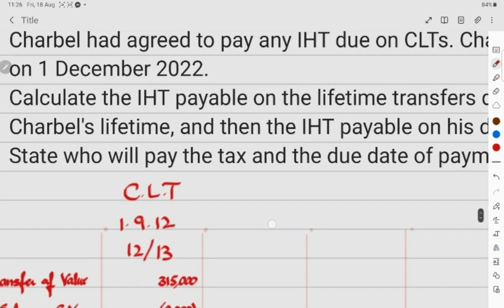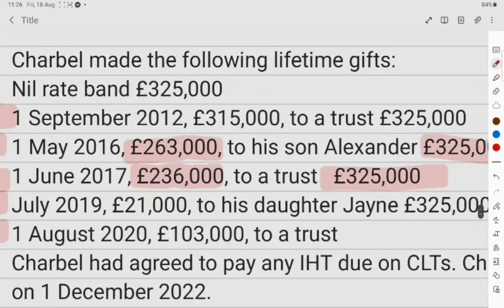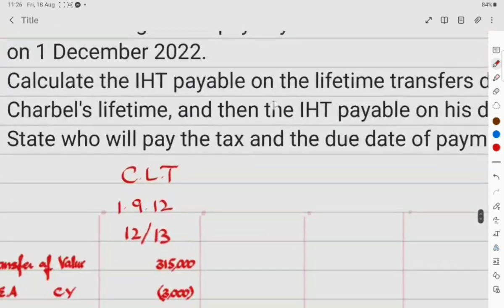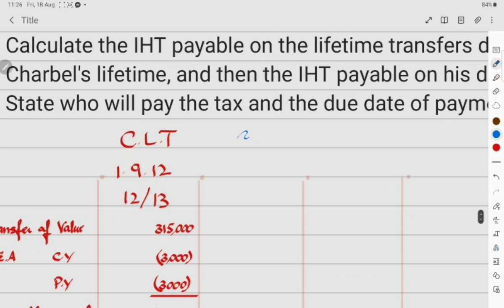Now we have to consider the second gift. The second gift is on 1st May 2016, and the gift is 2,63,000 to his son. So it means this is the potential exempt transfer. First we have to mention the potential exempt transfer.